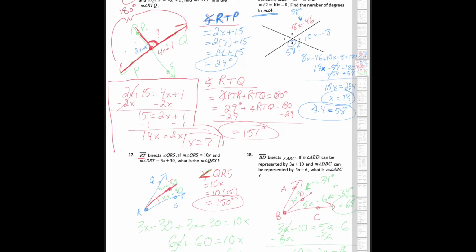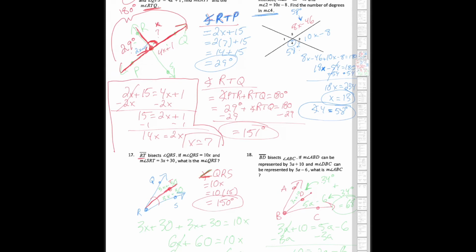So if I plug that 7 back in to angle RTP, 2x plus 15, I get that this angle is 29 degrees. So now what I have to do is see what this angle plus this angle being 180 is to solve. To solve for angle RTQ, I do angle PTR, so this angle here plus this angle here, set it equal to 180, and then I solve. When I do that, I get that angle RTQ is 151 degrees.